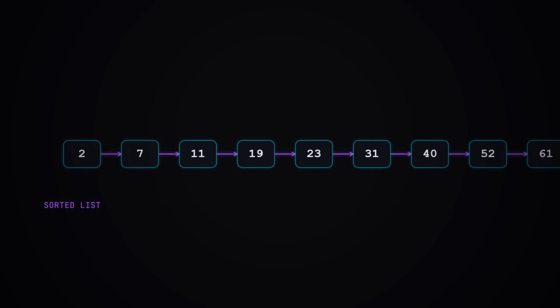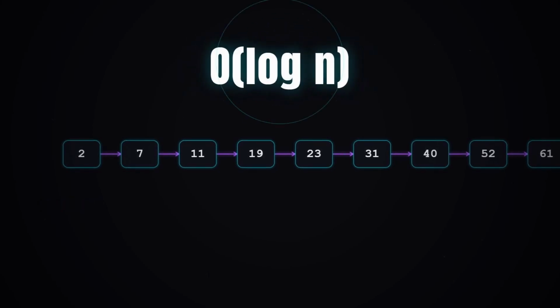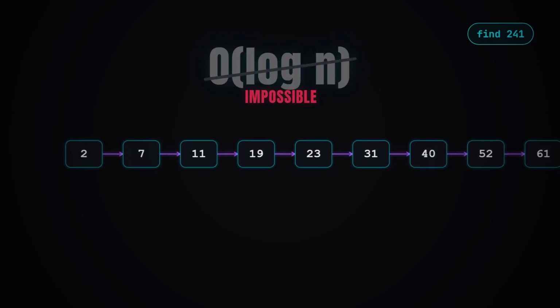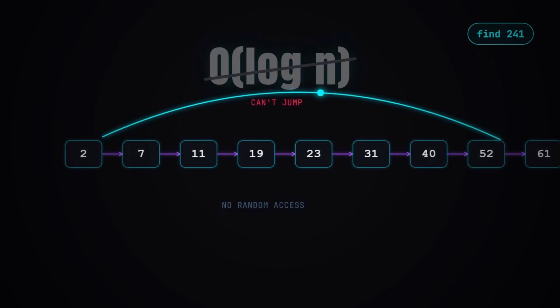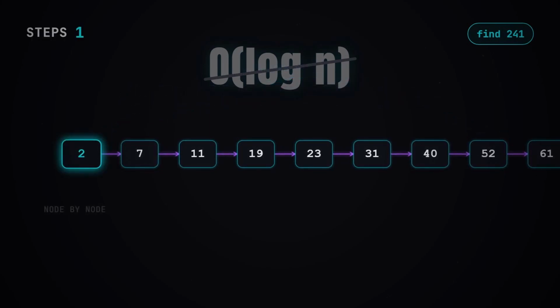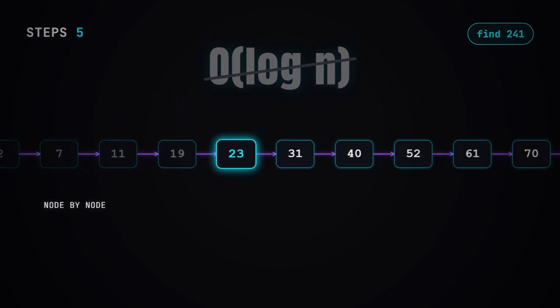This is a sorted linked list. I want you to search it in O(log n) time. And your gut says that's impossible, right? Linked lists don't have random access. You can't jump to the middle, so binary search is out. And the best you can do is walk it node by node, O(n).